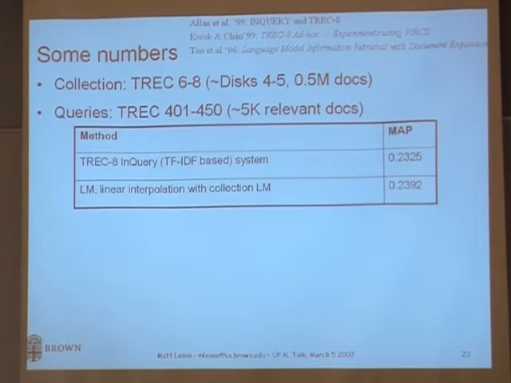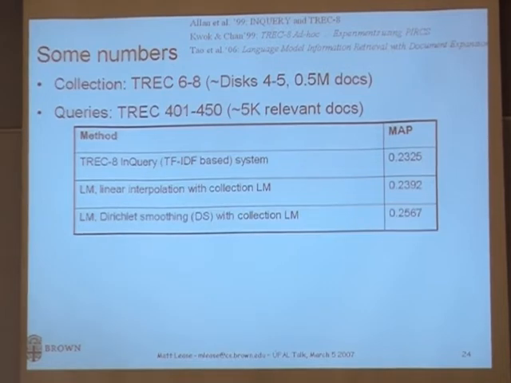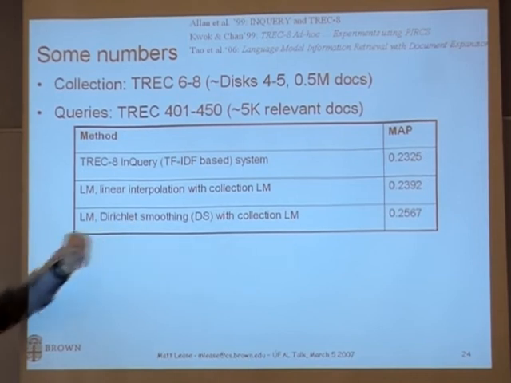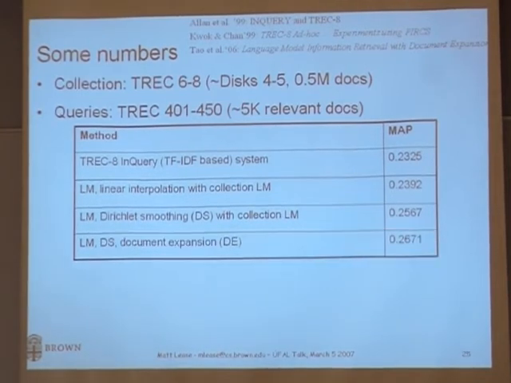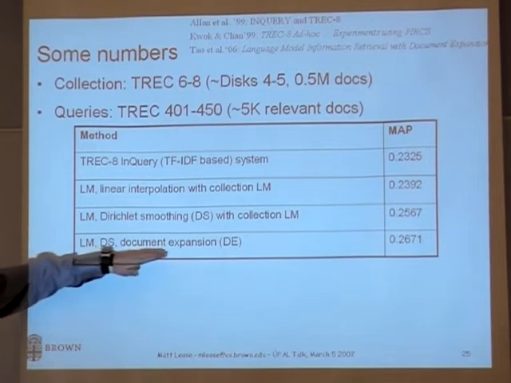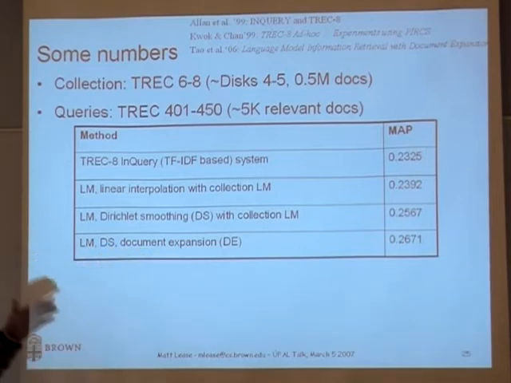Now, you can do some other things. One thing I haven't talked about is there's another form of smoothing called Dirichlet smoothing, which works a little better than linear interpolation. And I think that's all I want to say right now. If you do document expansion, so instead of just estimating the language model for the document from itself or interpolating with the collection, you interpolate the document language model with similar documents. You have a little improvement in mean average precision.